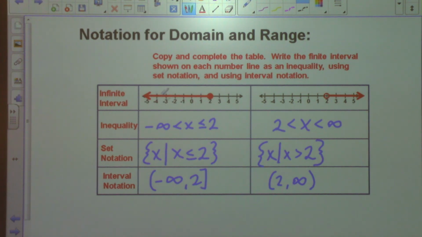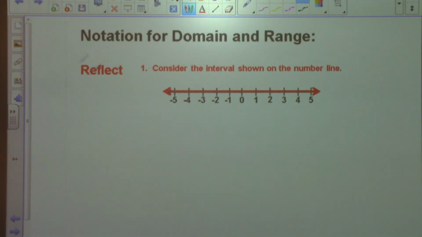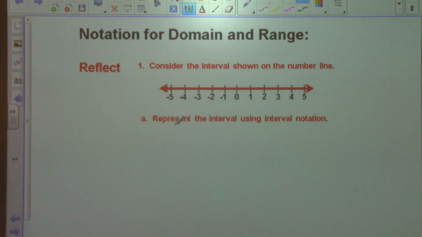Okay. Reflect. Consider the intervals shown on the number line. Represent the interval using interval notation. And what that is, how would you write that with interval notation? So that would be it, right? Okay, pretty simple.